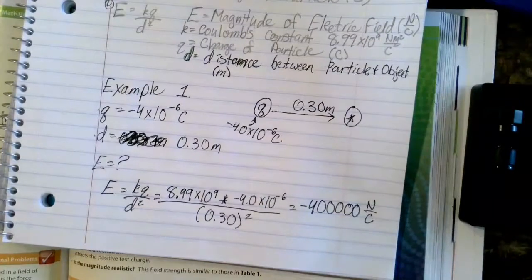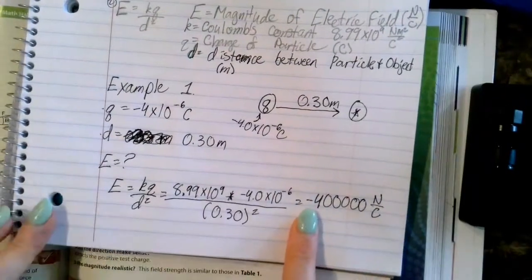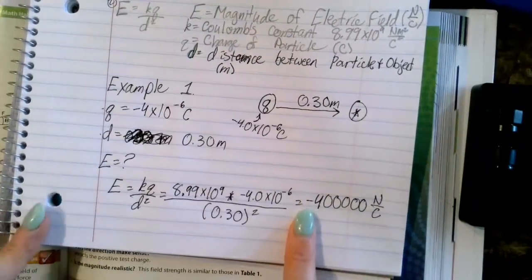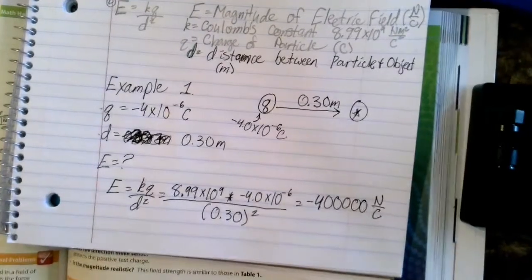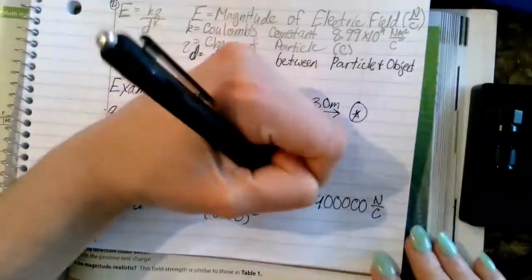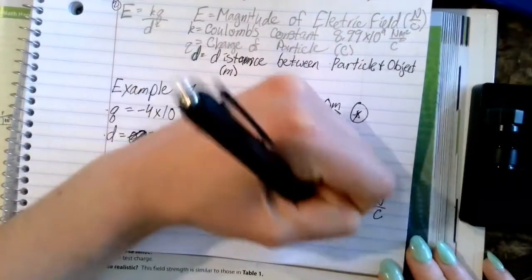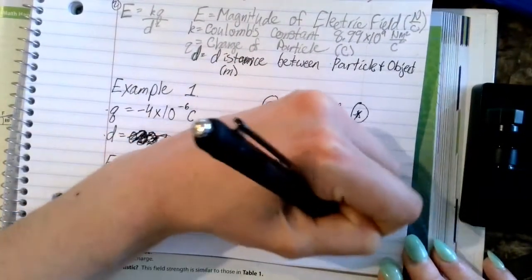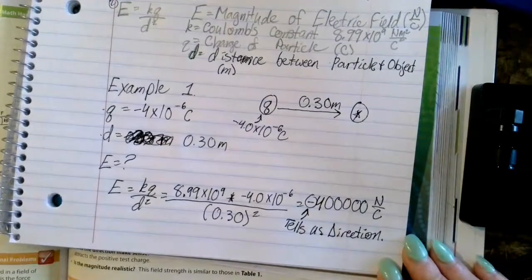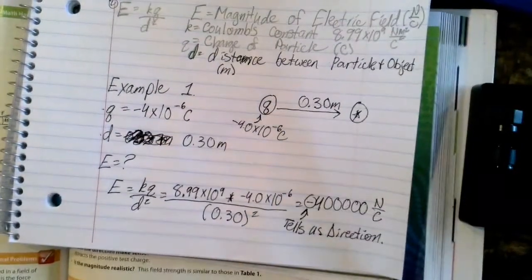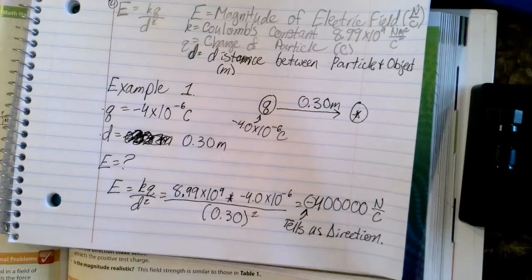So now let's talk about this negative sign. This negative sign does not mean that the value of the electric field is negative. This negative sign is telling us direction. Okay? So, if it's a negative sign, is that to the right or to the left? It's to the left, guys.